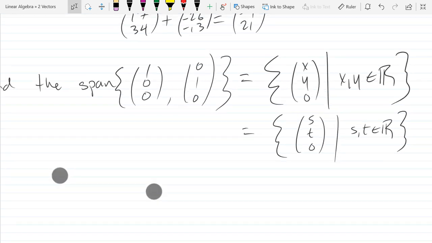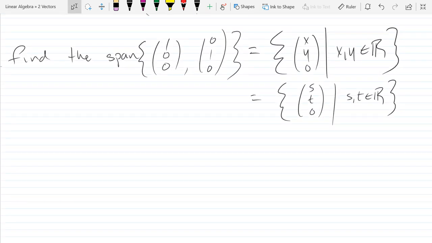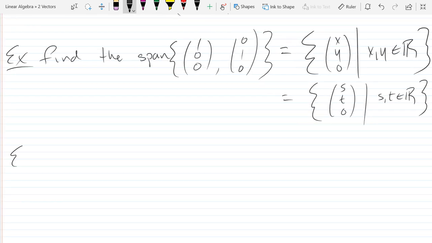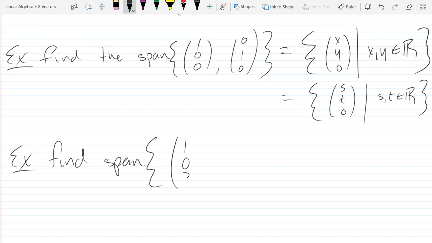So what we're going to do now is a similar problem. We're going to look for the span of two vectors in three-dimensional space, but it's not going to be trivial this time. And we're going to find the span. So our first vector, 1, 0, 3. Second vector, negative 1, positive 1, negative 3.